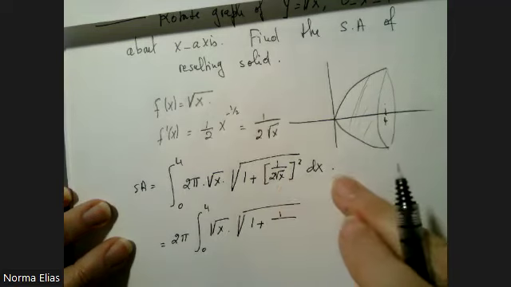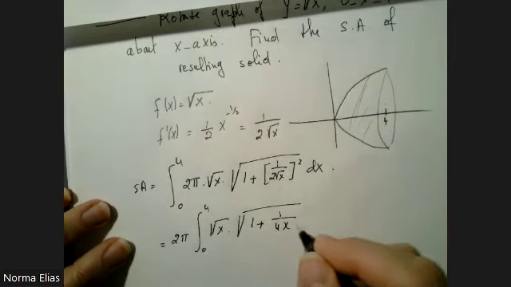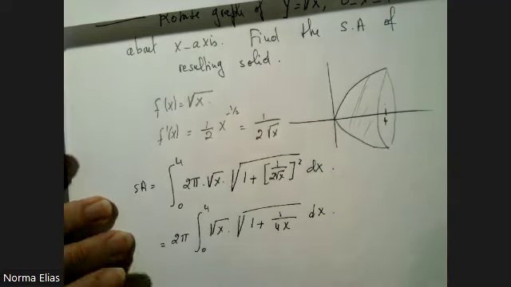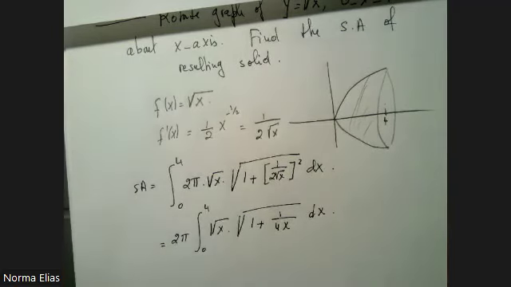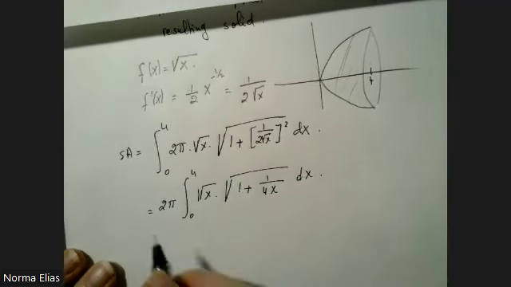2 root x multiplied by 2 root x will give me 4x, dx. It's crucial to do the algebra correctly. If you don't, there is no way you can integrate those functions. So now this is 2 pi times.